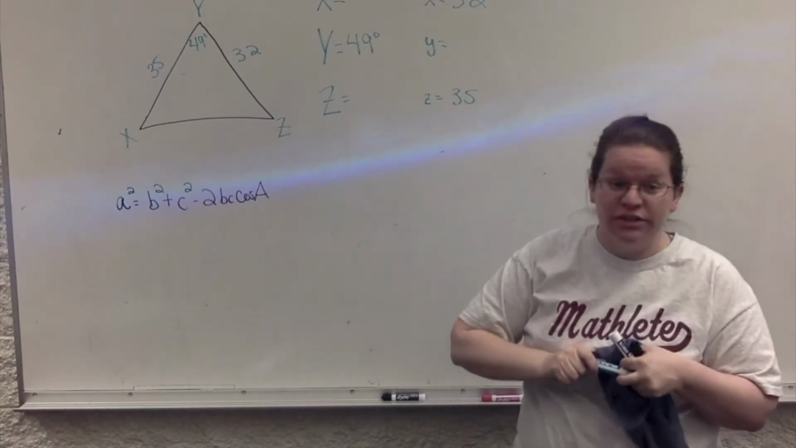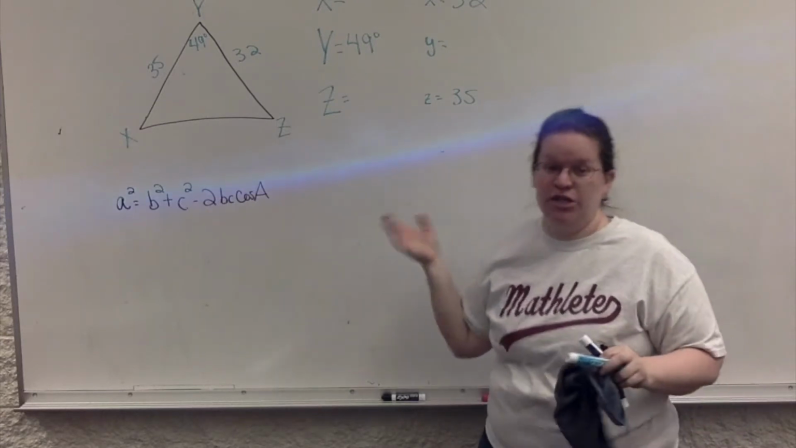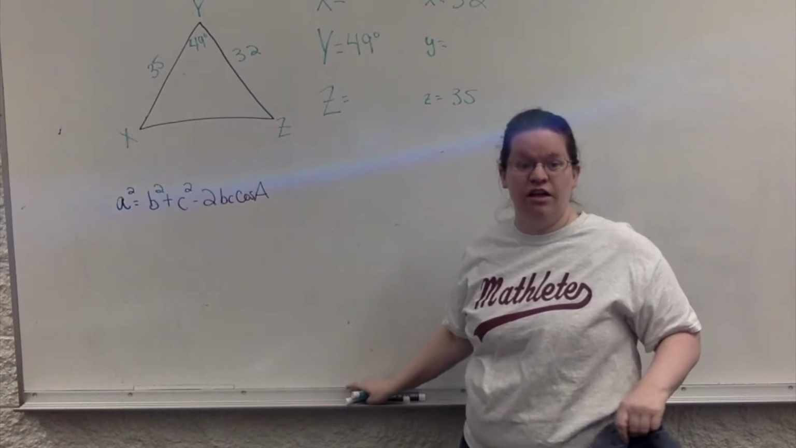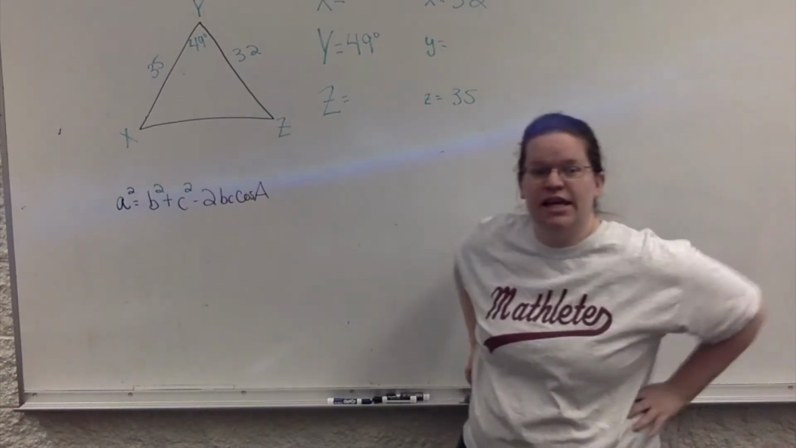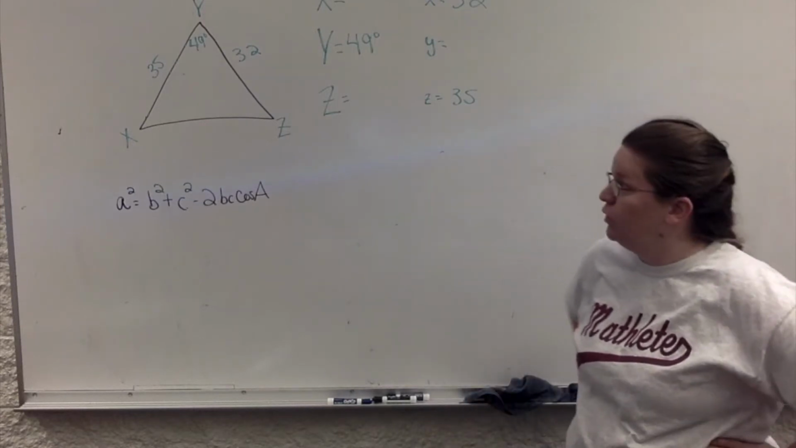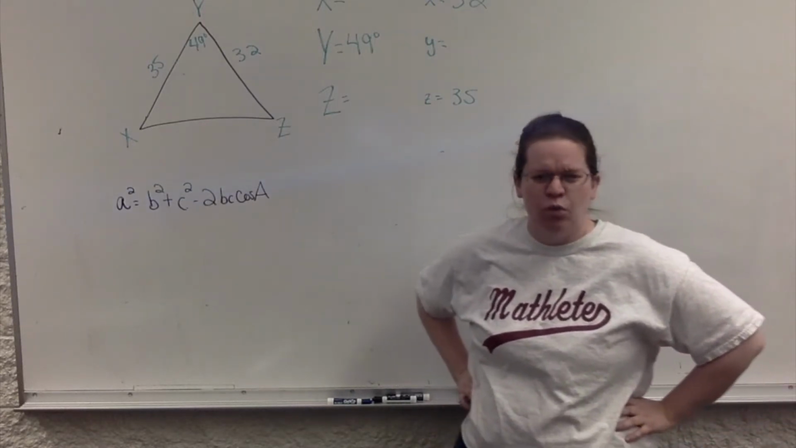But I do want you to notice how there are three pieces of information. There's always got to be three. If we don't have that much, that's not enough information to solve it. We have two sides and the angle between them. That's going to be the law of cosines. So this time we're going to have to find side y first.